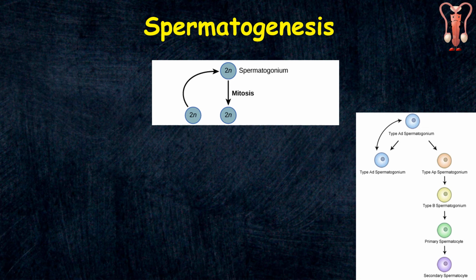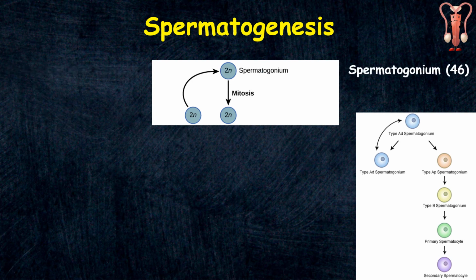The division occurs in the basal compartment of the seminiferous tubules due to incomplete cytokinesis. All cells derived from the single spermatogonium remain connected throughout by cytoplasmic bridges. So the connections remain till the formation of the individual spermatozoa.